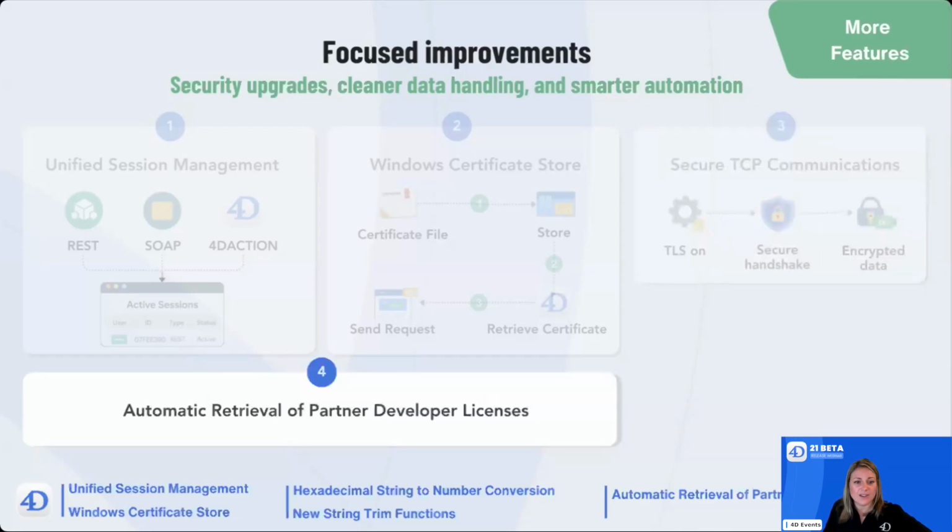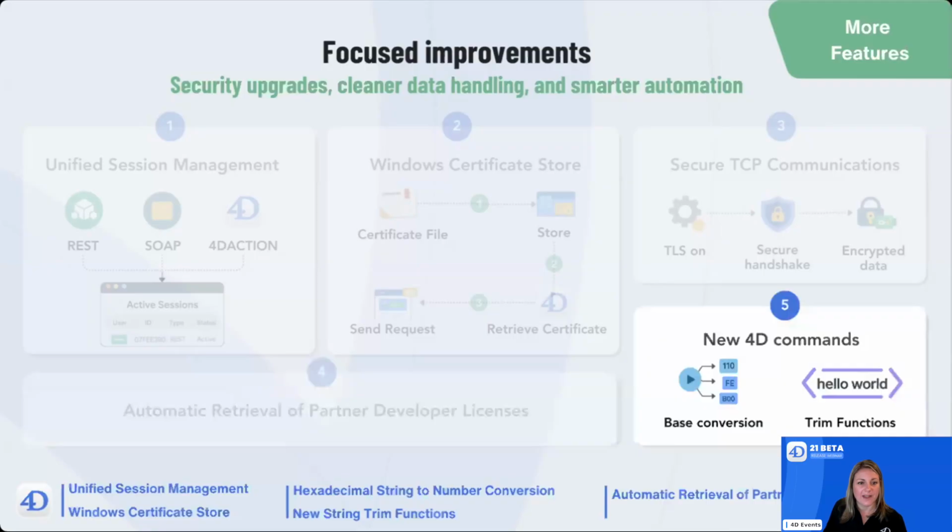Fourth, partner developer licenses are handled automatically. You sign in once, and 4D brings the right license to your machine on its own. And finally, the 4D language becomes more expressive. Base conversions are easier with enhanced String and Num commands, and new trim functions clean up inputs without boilerplate code.